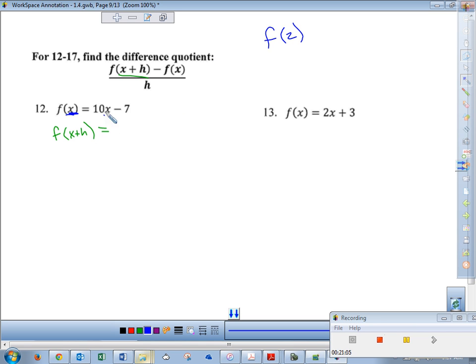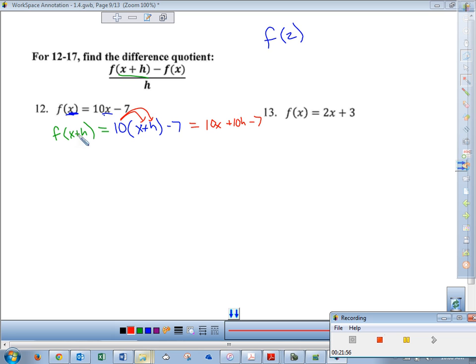We are putting x plus h in for those, so you have 10 times the quantity of x plus h minus 7. You see that where there was an x, I just put x plus h instead, and it was in parentheses. And I'm going to go one step further. I'm going to distribute the 10 and say it's really 10x plus 10h minus 7. None of those are like terms. f of x plus h is going to be 10x plus 10h minus 7. Cool? So step 1, figure that out. Step 2, substitute stuff into this equation.